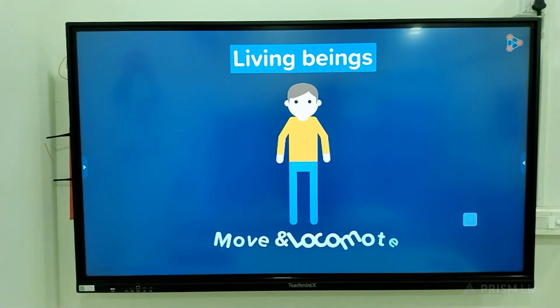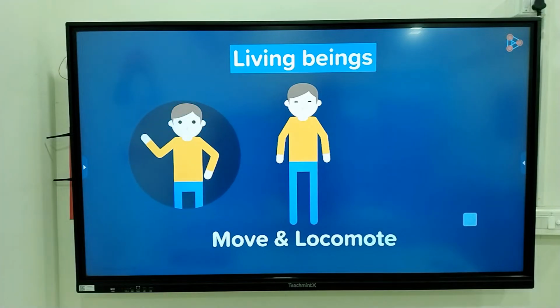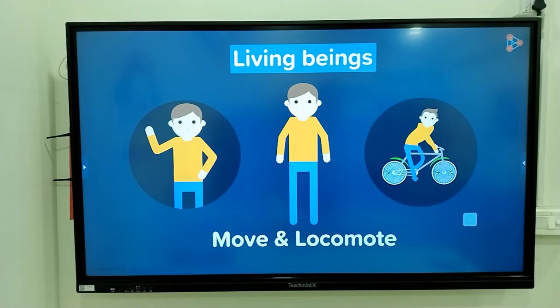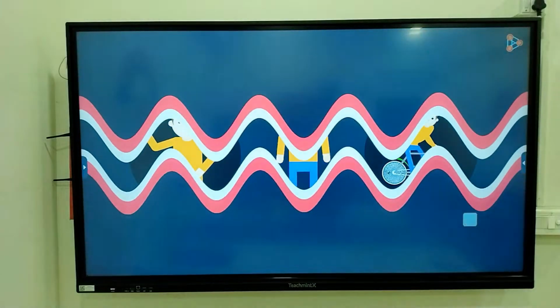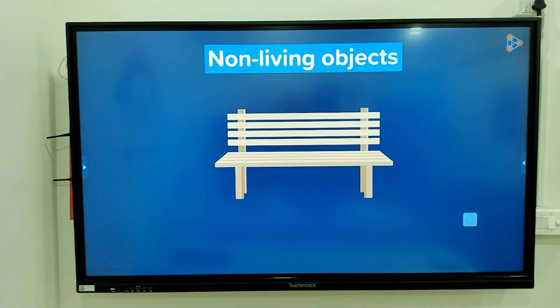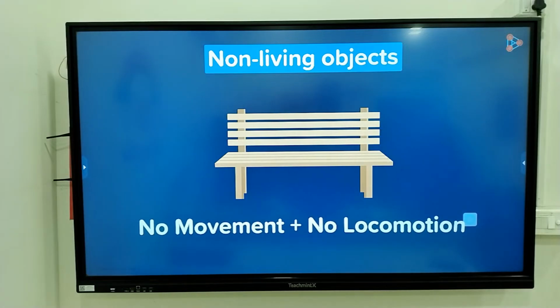Living beings can move as well as locomote. They can move while staying in the same spot and locomote, which is travel to some other place. On the other hand, non-living objects can never do this. They can neither move nor locomote.